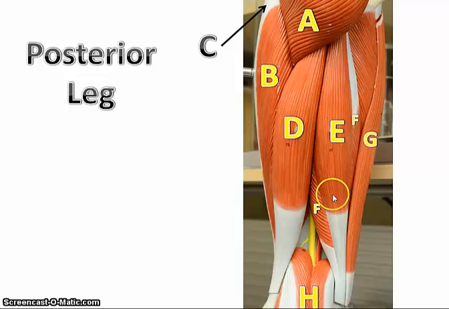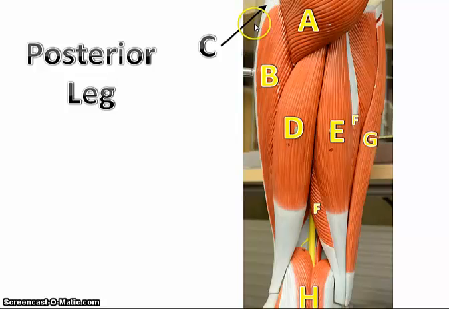Then you have the superficial muscle here, which is the semitendinosus, and then deep to that, you have this muscle that shows up in two spots here because it's deep to this muscle. This is the semimembranosus. And then again, you have this medial muscle, the gracilis, that you also saw in the anterior view.